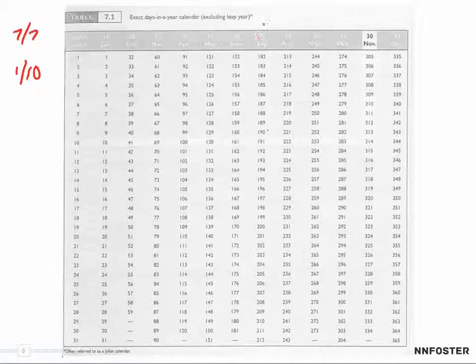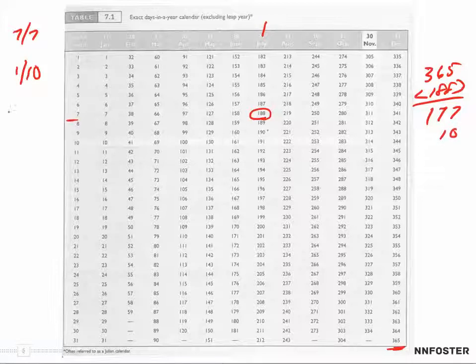So July is here, and the 7th is here, which is 188. It's the 188th day. Now, we know there's 365 days in a year to get to December 31st. So 365 minus 188 gives me, 8 from 5 is 7, 177 days. And then we have an additional 10 days, right, from January 1st to January 10th. So I have 187 days for that time frame.